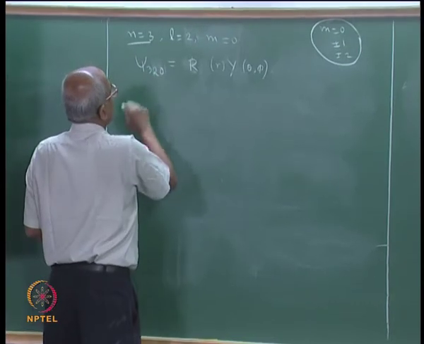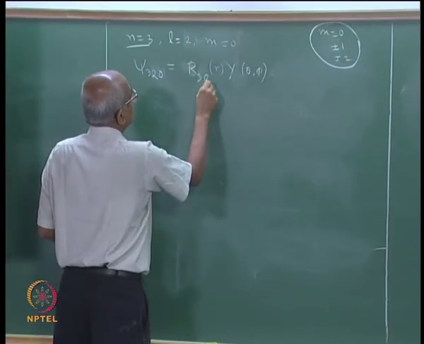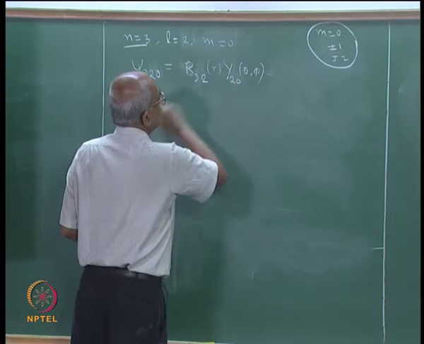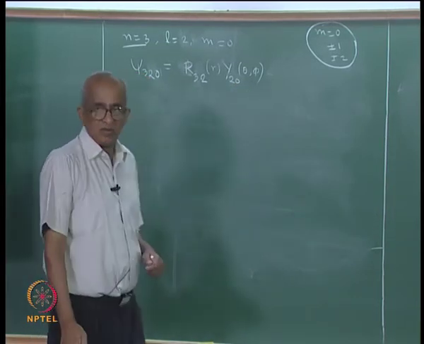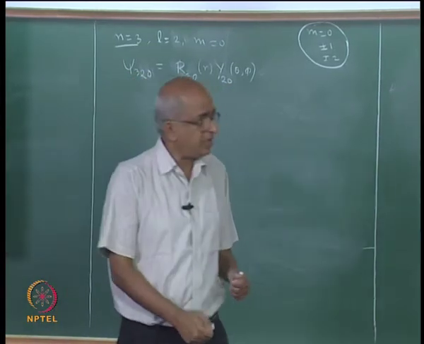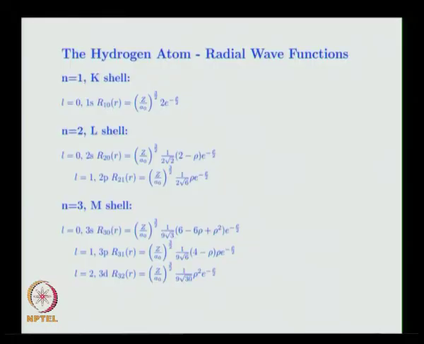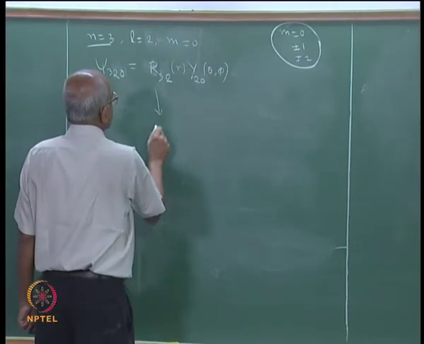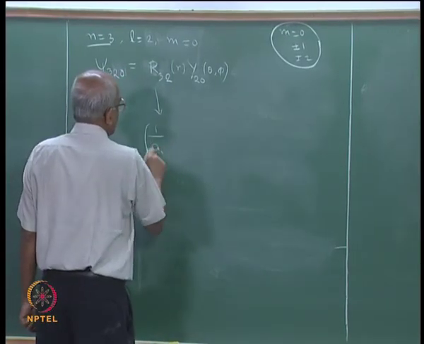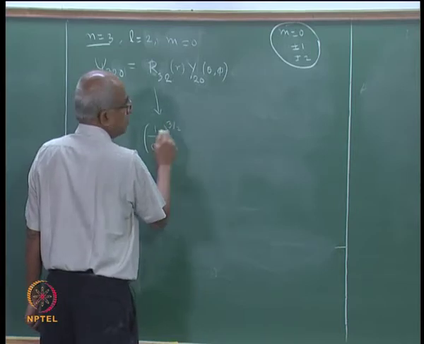Psi 3 to 0 is going to be R 3 2 into Y 2 0, and Y 2 0 we can take from the tables. But before I do that, maybe I can take R 3 2 because it is right there on the screen. Here is R 3 2, 1 by a 0 to the power of 3 by 2.